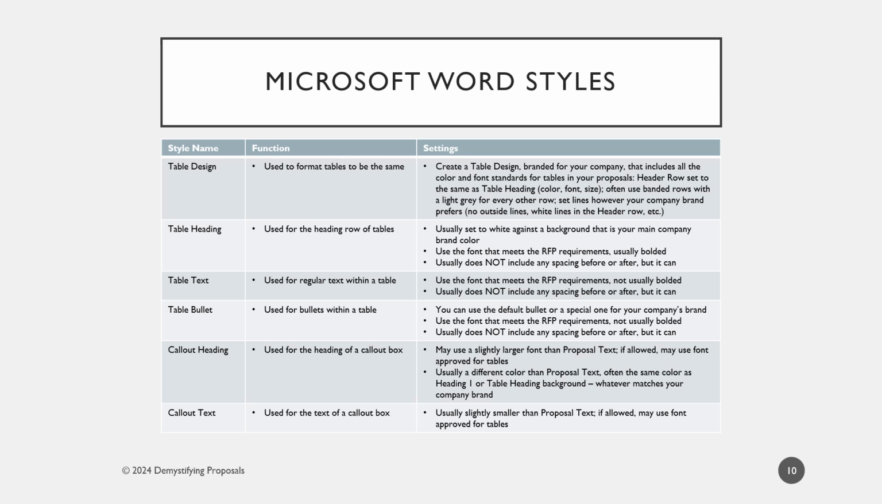It's good to set up the table styles. Table design is a way to set up your tables so they will all be the same in terms of the colors. So the heading row would be the same. You could have every other row be a different color, however your company's brand is, but using table design allows you to then format a table reasonably instantly by just applying that table design as a default.